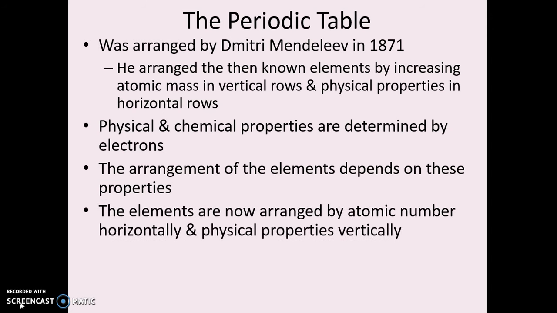So the elements now are arranged by atomic number going horizontally and physical properties vertically. So your up and down groups are going to have similar physical and chemical properties. They're going to behave similarly.